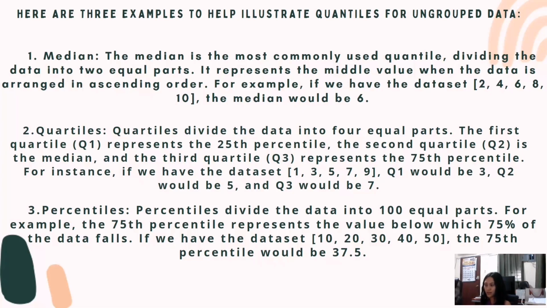For percentiles, the third example, percentiles divide the data into 100 equal parts. For example, the 75th percentile represents the value below which 75% of the data falls. If we have the dataset 10, 20, 30, 40, and 50, the 75th percentile would be 37.5.